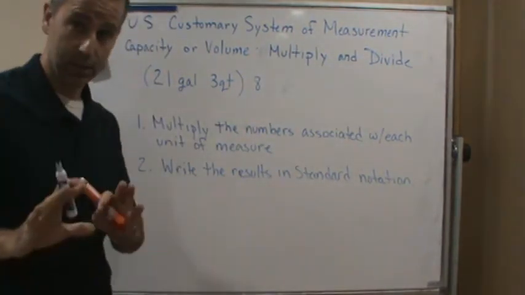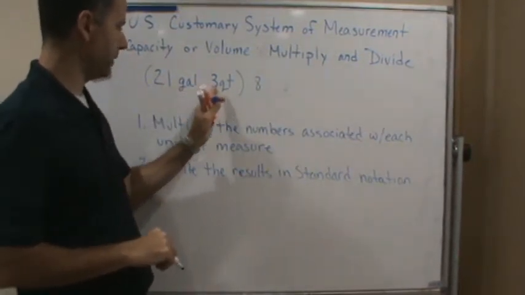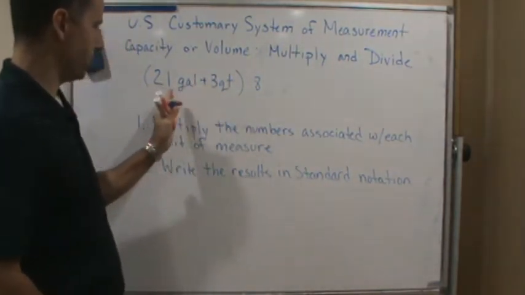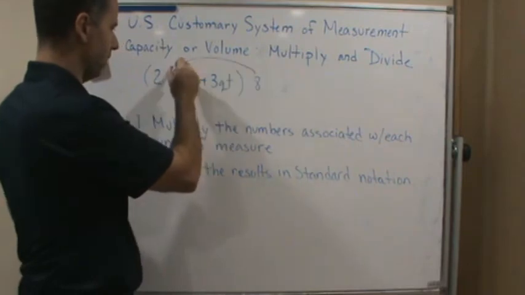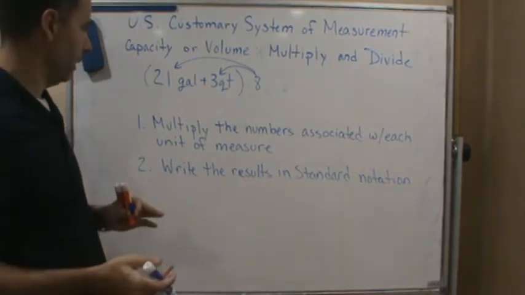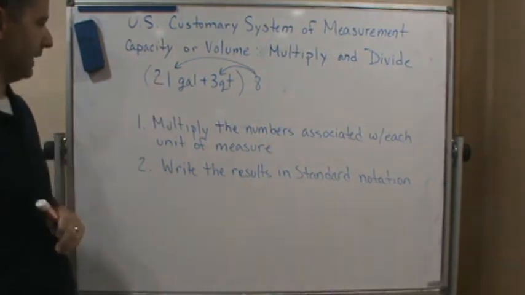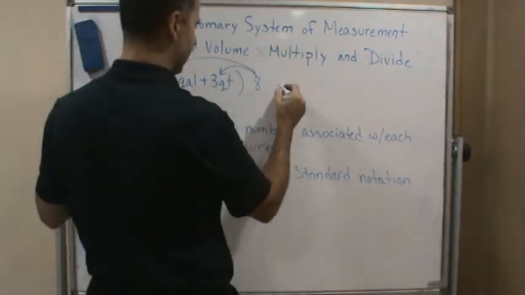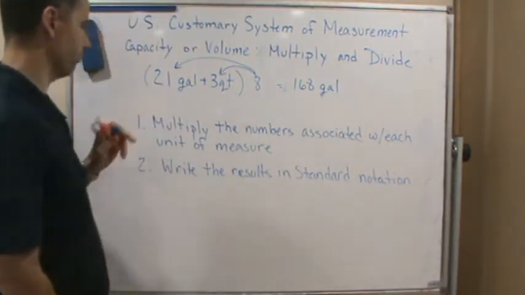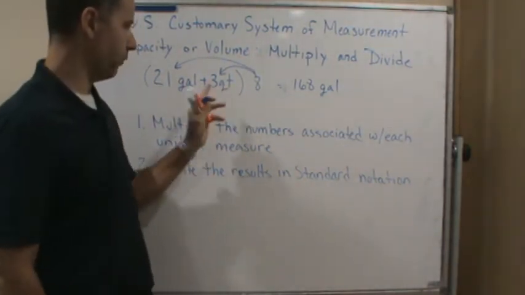Another way to think about this, by the way, is as an addition. You're taking 21 gallons plus 3 quarts, so you're going to multiply, or distribute, the 8 to both of these. Now if I take 8 times 21, that's going to be 168, so that gives me 168 gallons. And then I'm going to multiply 8 times 3, which is 24 quarts.